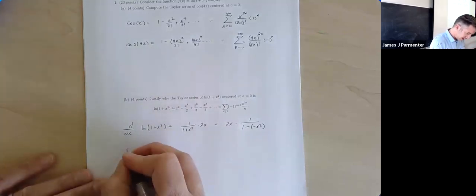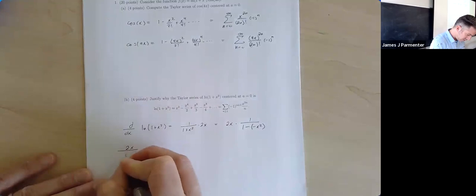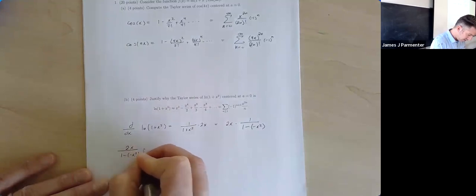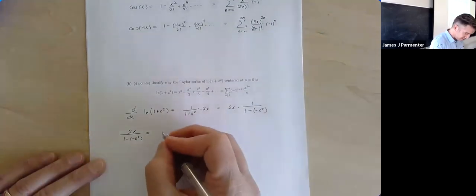You can either think of it as 2x over 1 minus x squared, and then say, okay, well, that's just a geometric series. My first term is 2x. What's my ratio?